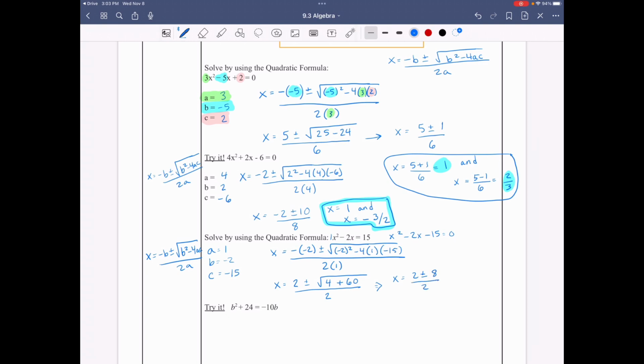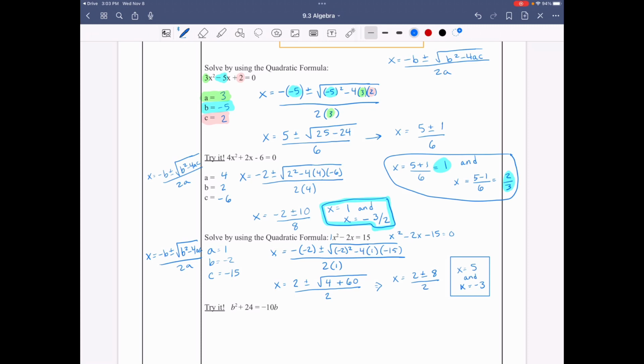2 plus 8 is 10. 10 divided by 2 is 5. So x equals 5. 2 minus 8 is negative 6. Negative 6 divided by 2 is negative 3. So these are our two solutions.